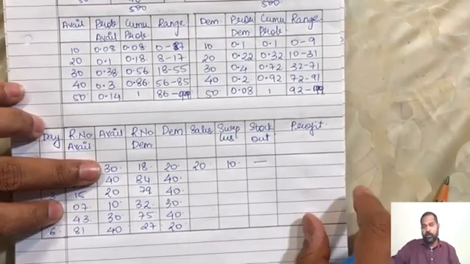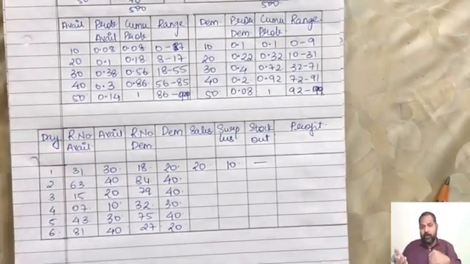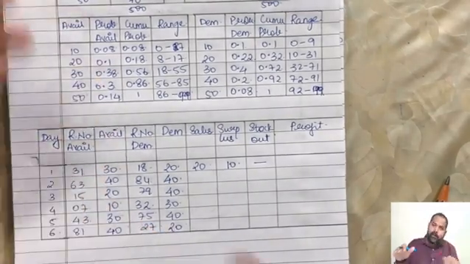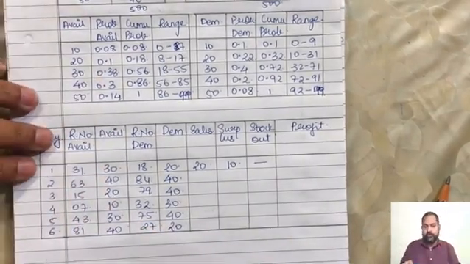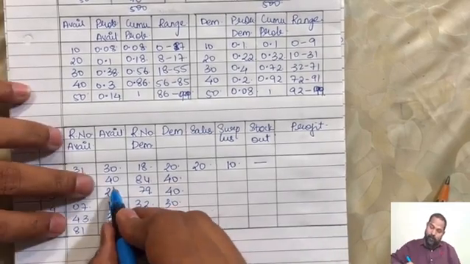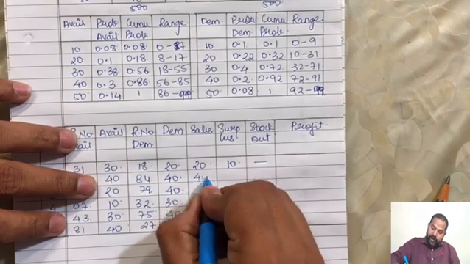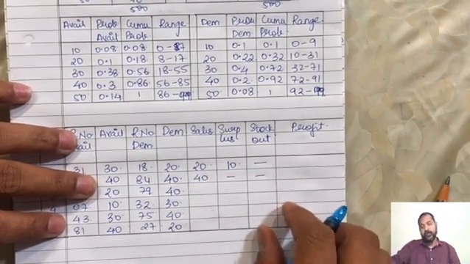Then you will not stock out. You will either stock out or have surplus. There might be a case where demand exactly meets supply. So no surplus, no stock out. Let's go to the next one. Availability is 40, demand is also 40. Then you make a sales of 40, no surplus, no stock out.